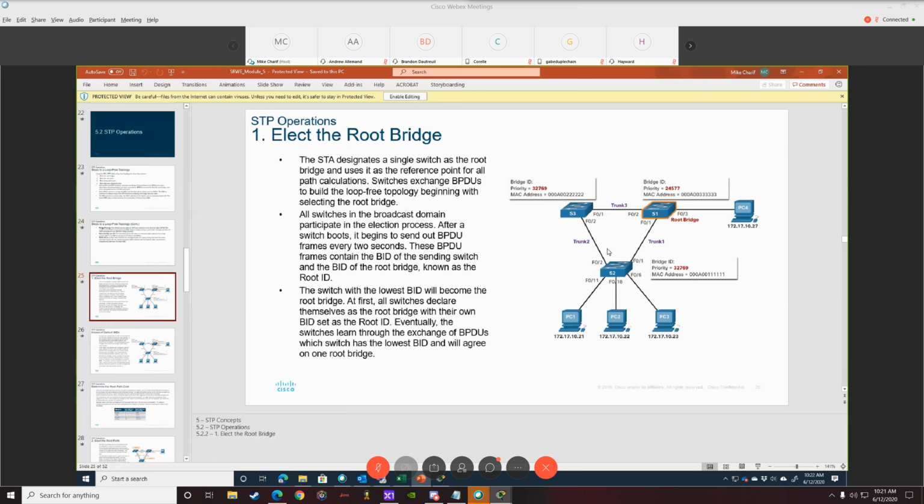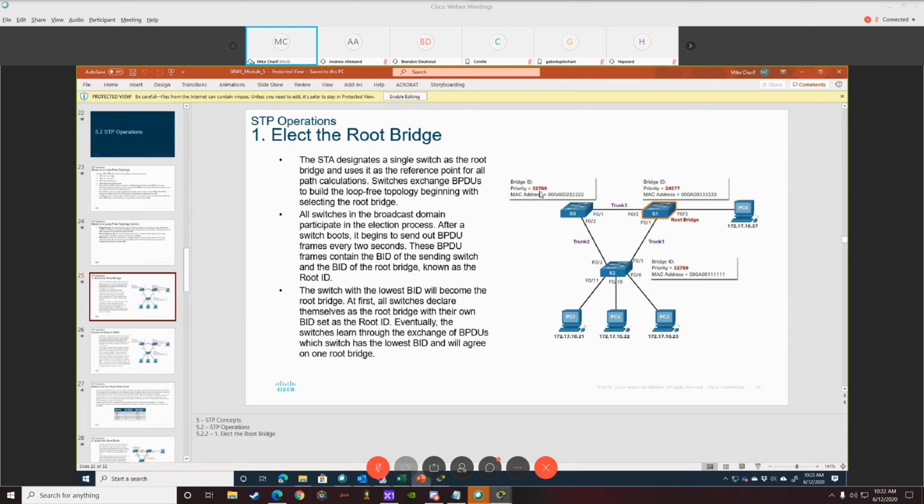Okay, so look at this. Let's start with S2. The bridge ID, if you notice, has 32769. By default, we talked about the priority being 32768. Why does this one have 69? Because of the VLAN ID. And the MAC address is 00A000111111. We'll go to the next one here. So this is less than this one. This is 1, this is 122.